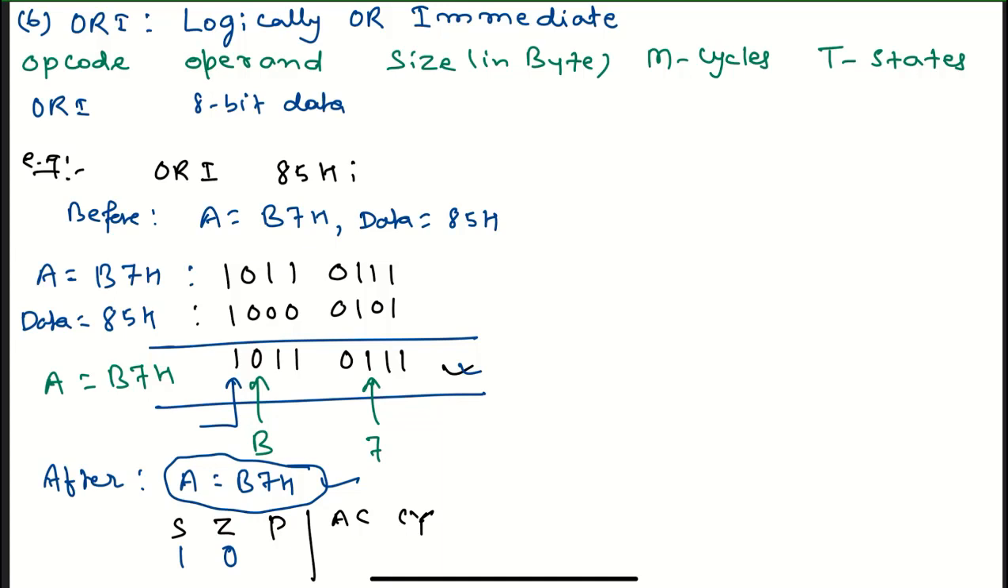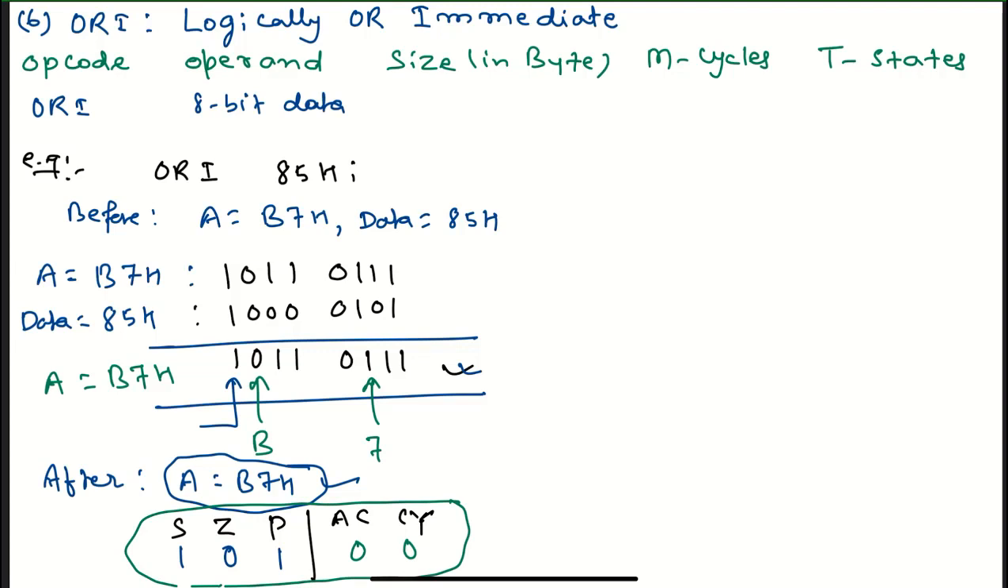And if you count the number of ones in this result, there are 6 ones, and 6 is an even number, so the parity bit will be 1. The auxiliary carry will be reset, as well as the carry flag will also be reset. So this is the impact over the flags after execution of this instruction.